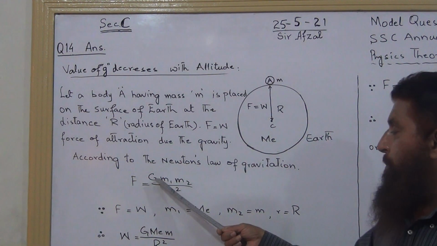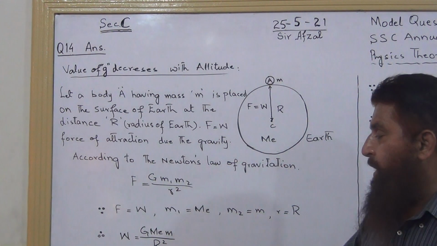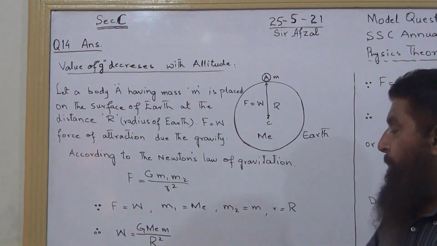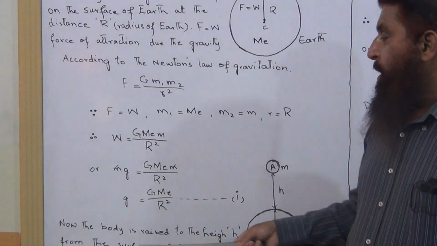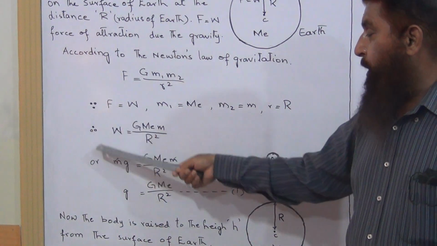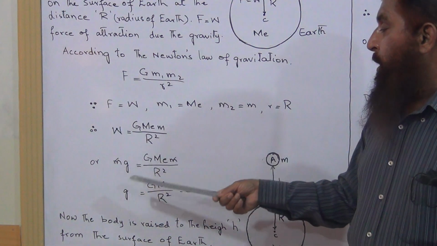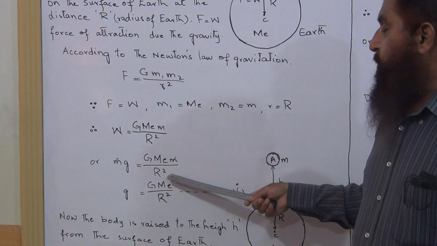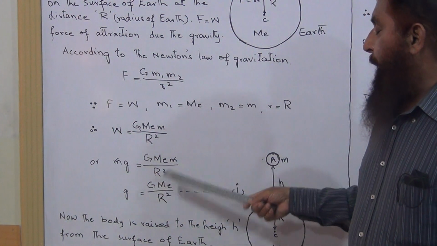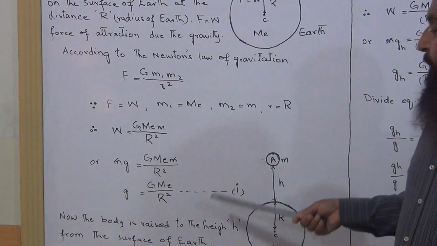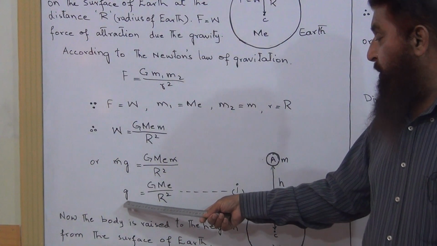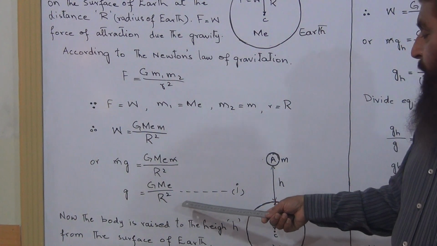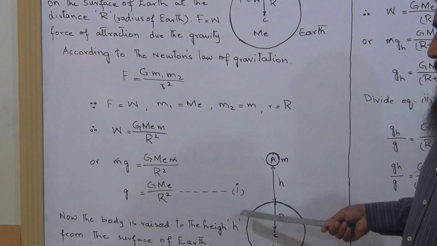Now the equation will be, instead of F, we will write W. W is equal to G Me m upon R square, or W is equal to mg. As you know, mg is equal to G Me m upon R square. m and m cancel each other. The remaining equation is g is equal to G Me upon R square. So this is equation number 1.